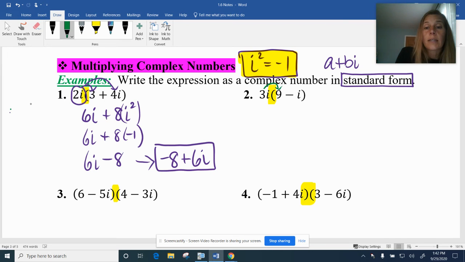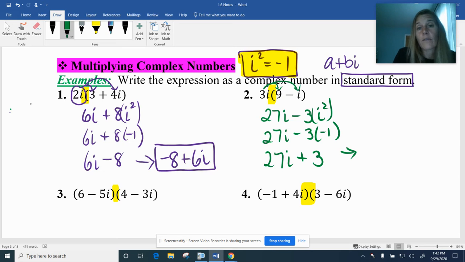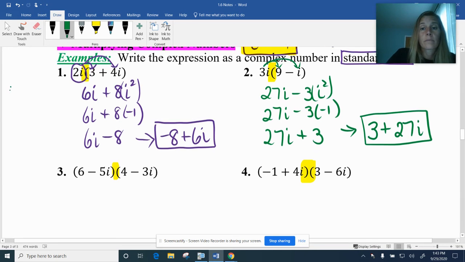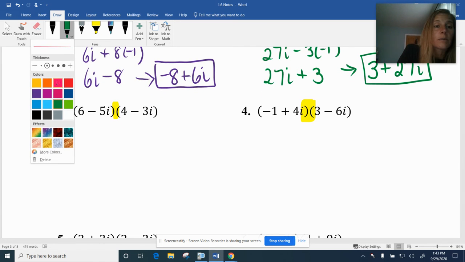So 3i times 9 would be 27i, and 3i times negative i would be negative 3i squared. Now, the i squared is going to be replaced with that negative 1, which then makes that plus 3. And now we just have to put our answer in standard form, which would be 3 plus 27i. All right, let's try the next one.